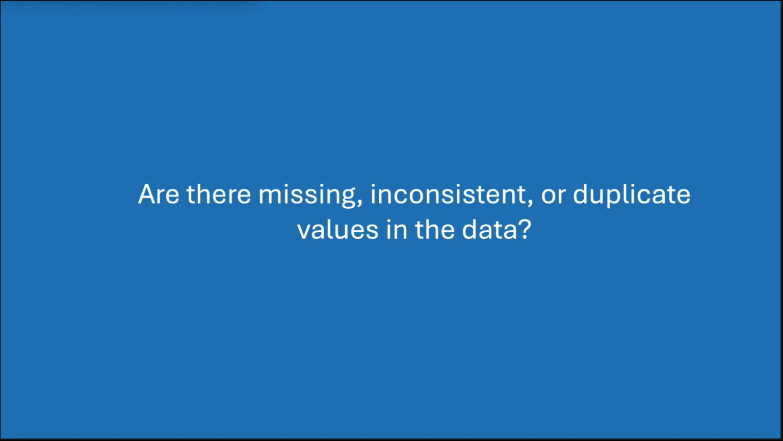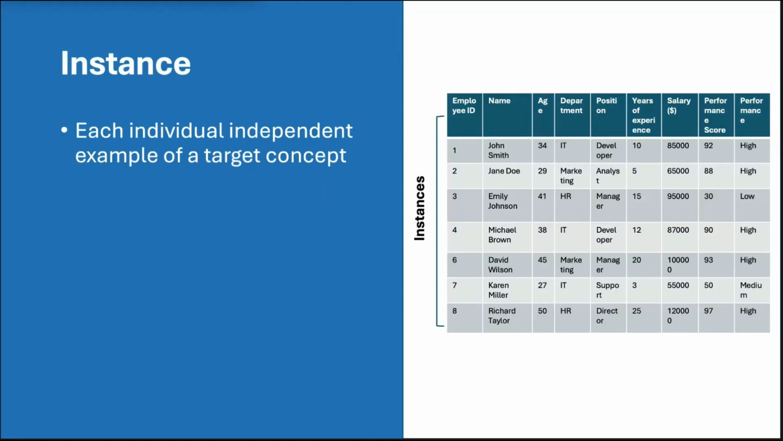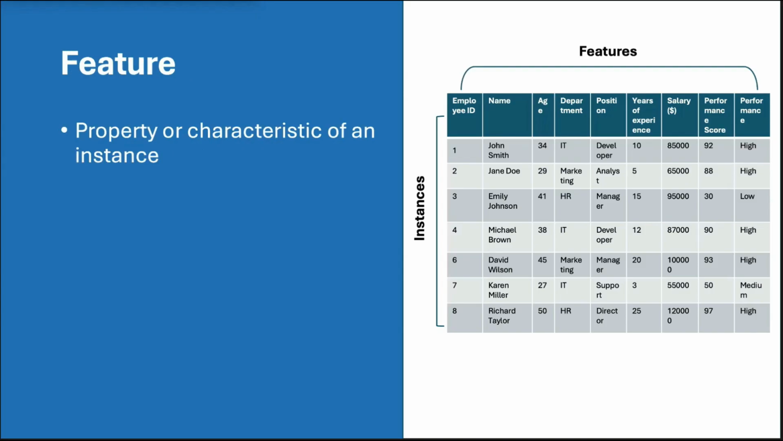In machine learning, we use specific terms to describe the structure and the nature of our data. The term instance refers to a row of data, representing an individual example of the concept embodied by the dataset. A dataset comprises multiple instances, which are also known as records or observations. In this context, each employee is represented by an instance.